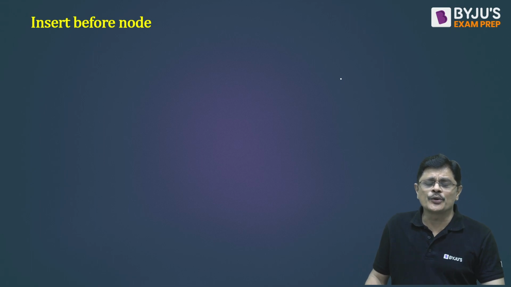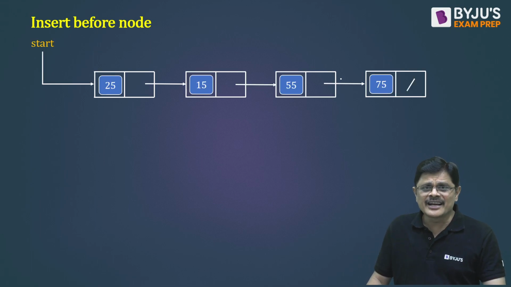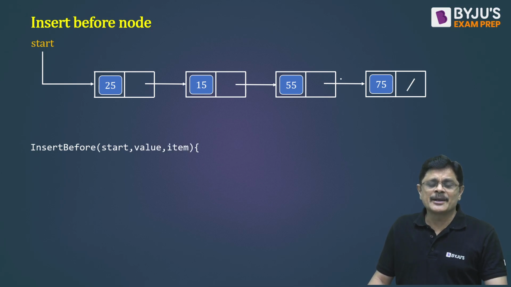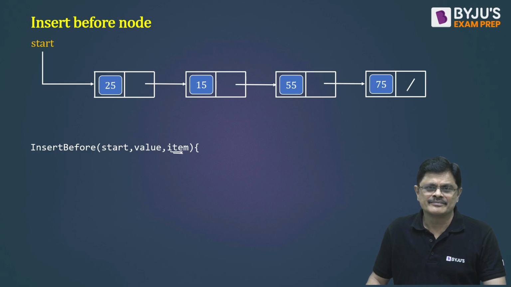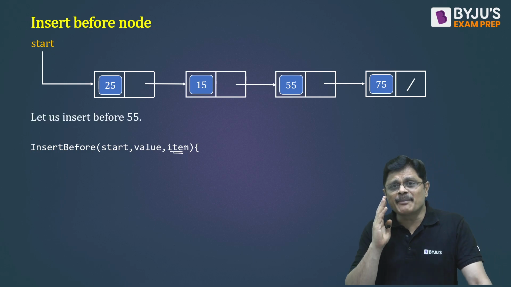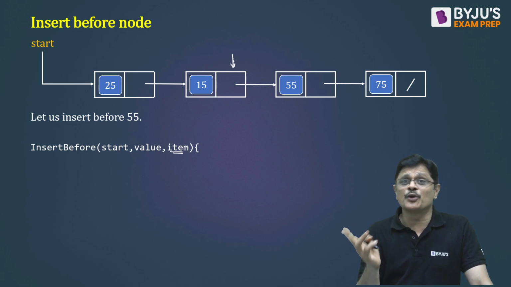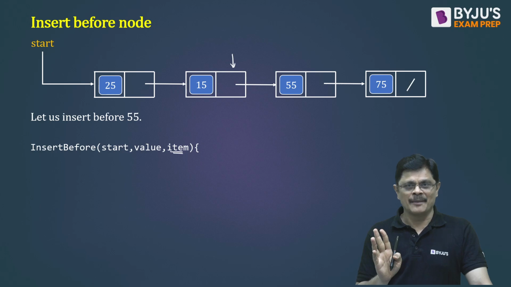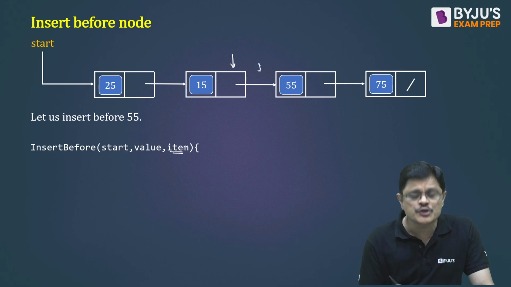Now let us see how to insert before a node. Consider this particular singly linked list. You want to insert before this particular node containing the value item. Suppose you want to insert before 55. If you want to insert before 55, P should reach the node before this. Am I clear? Because you want to insert in between these two nodes.